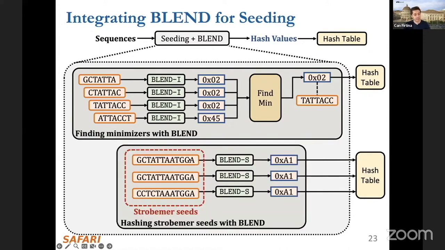Another seeding mechanism that we use with BLEND is the strobemer seeds. We take the strobemer seeds as is, after linking the k-mers. Then we use the BLEND-S technique to generate the hash values of these strobemers, and then we use the hash tables to store or query the hash tables.